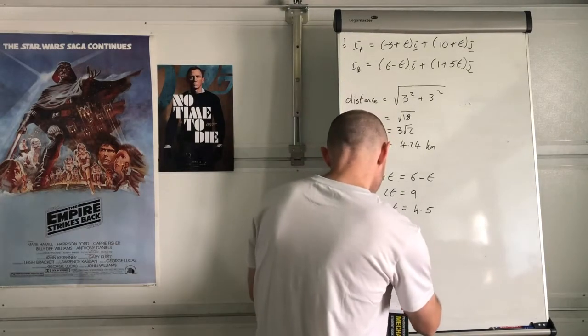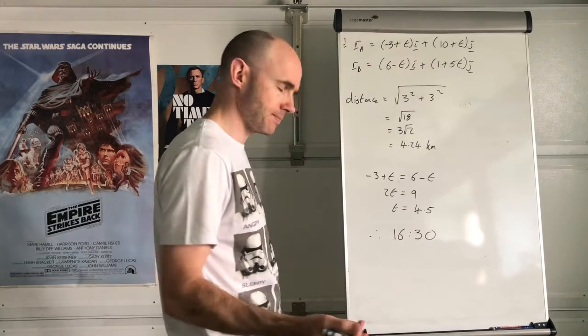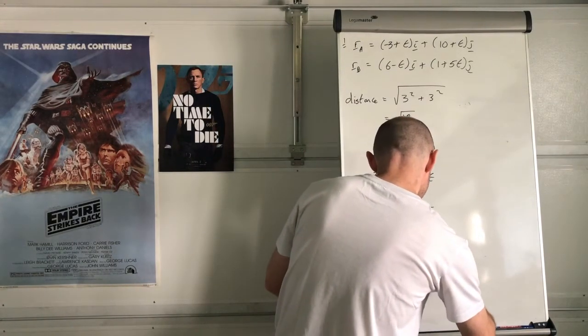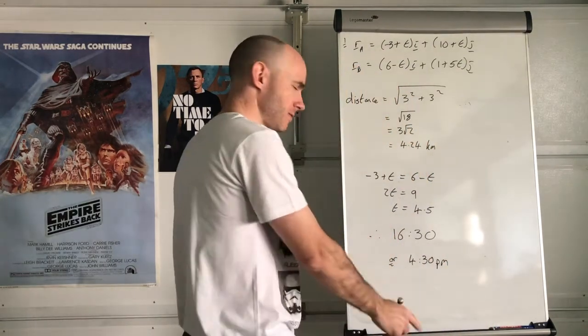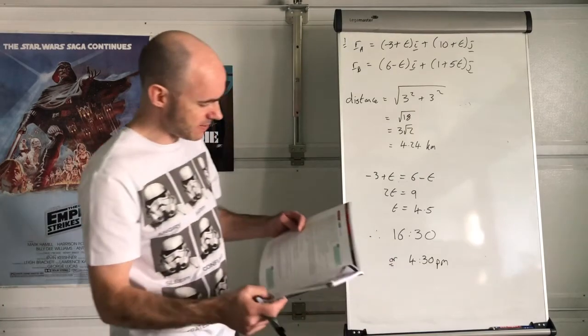To write that using 24-hour clock notation, you write it as 16:30. Or if you want, you write it as 4:30 p.m. The p.m. has to be there if you're using 4. So 16:30 or 4:30 p.m. And that's it. That's the question.